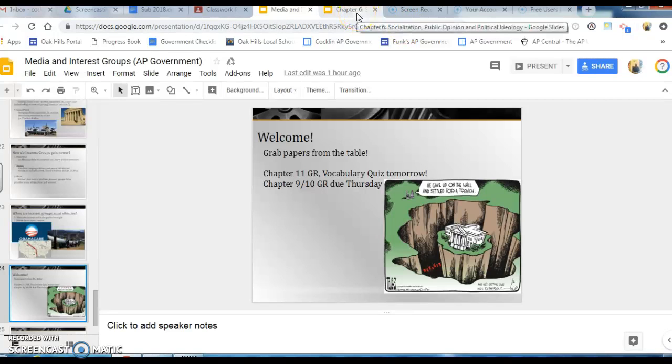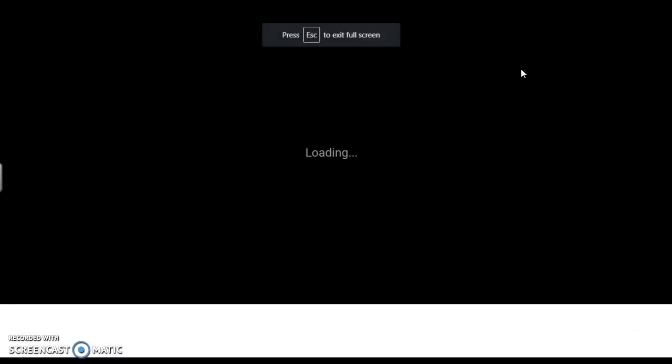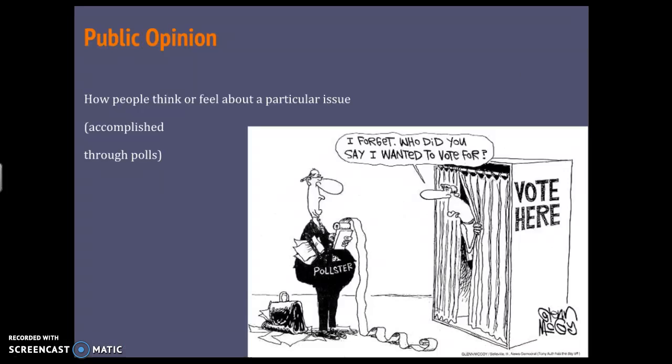What we're going to switch to next, we're going to talk a little bit about public opinion. Public opinion is big with interest groups, especially. Public opinion is big with the media. You hear things poll after poll after poll after poll. And when we're talking about public opinion, it is how people think or feel about an issue. And this is accomplished by polling people, right?